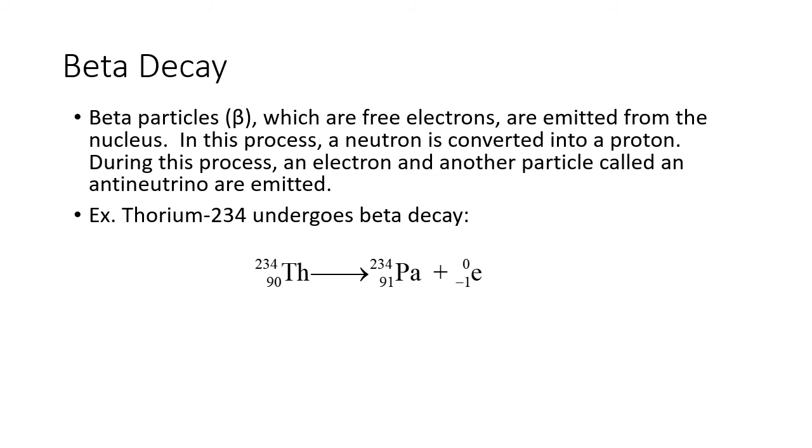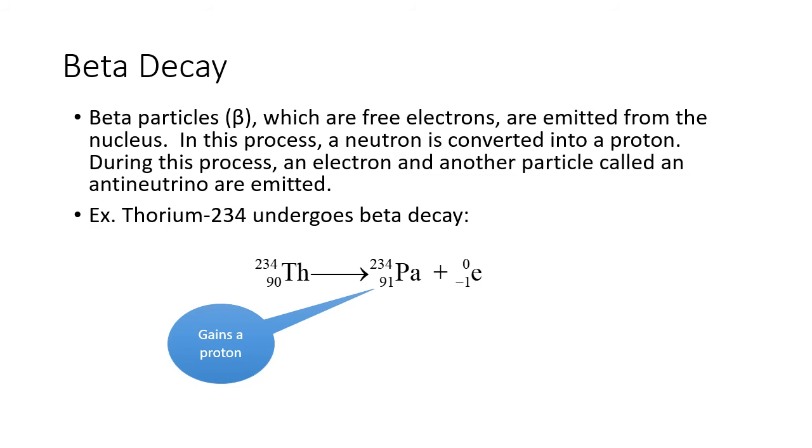So let's look at thorium-234 undergoing beta decay. We start with thorium. We look up that the atomic number is 90 on our periodic table, and we copy down that our atomic mass is 234 from the problem.